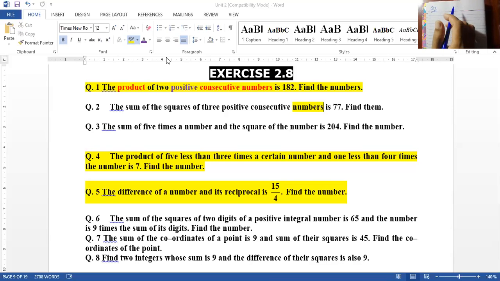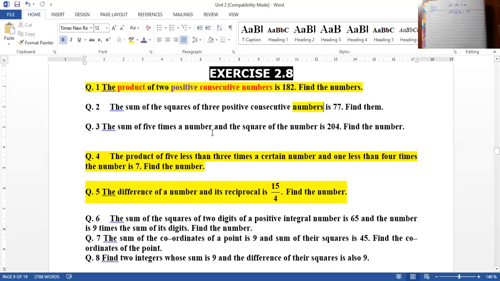Sum of 5 times a number. We don't know the number, so we will assume the number is equal to x. We have to find the sum. What will be 5 times this number? That will be 5 times x. So the number is x and its 5 times will become 5x.